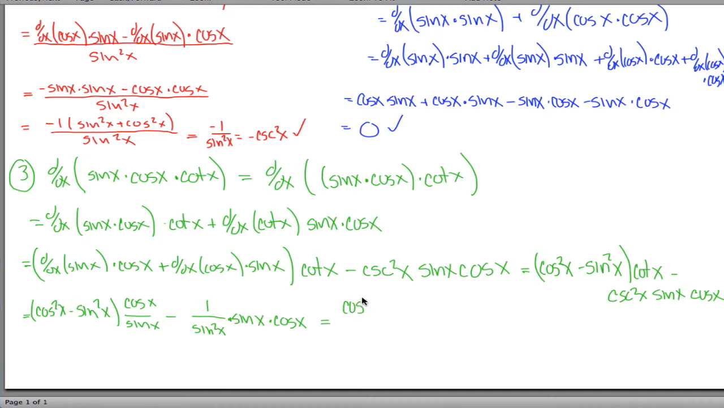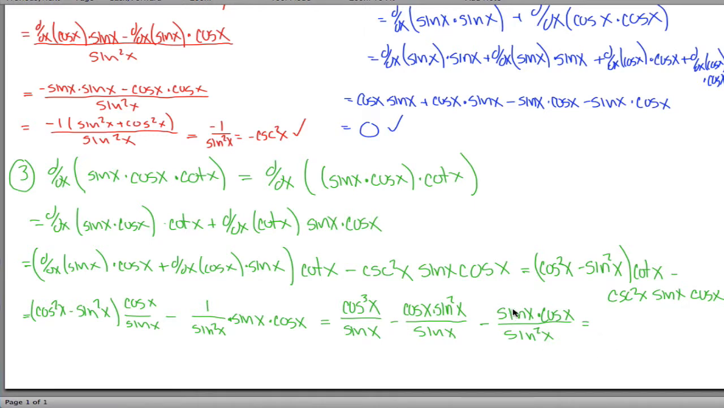What that gives me is cosine cubed of x over sine of x, minus cosine of x times sine squared of x over sine of x, minus sine of x times cosine of x over sine squared of x. So I get this mess. I wish I had a common denominator. I don't have a common denominator, but I can multiply this by sine over sine and this by sine over sine to make them all over sine squared.